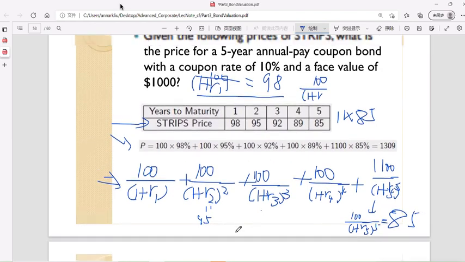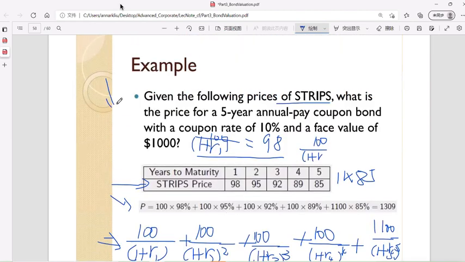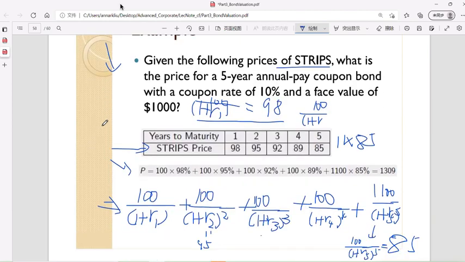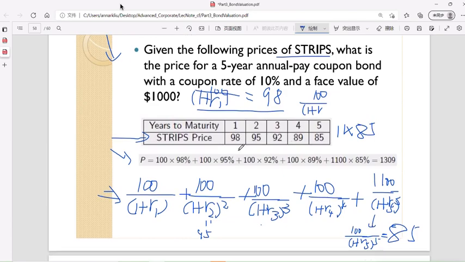Any questions? I think this example is particularly important. And if you can understand this, then you should have no problem in bond pricing, because it tells you how you use the information of another bond price to get the interest rate, to get a discount rate, and then you use the discount rate to price other bonds. So I would encourage you to try to master this.